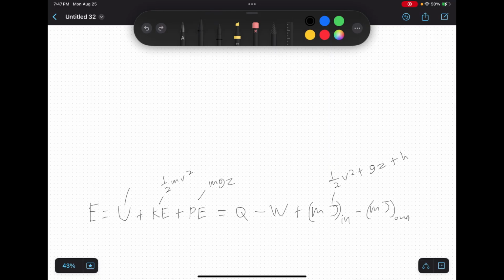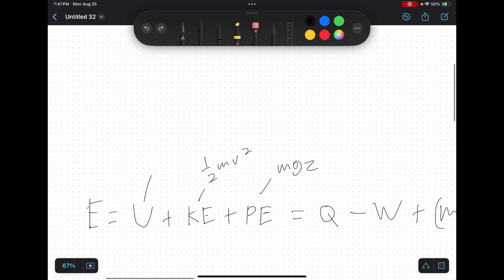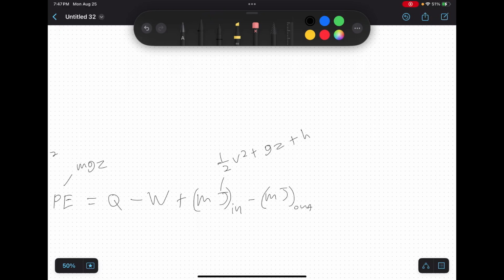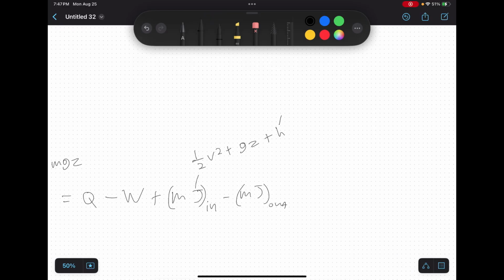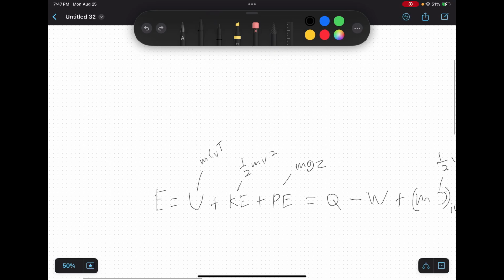Okay, so U over here equals, because it's a capital U, you multiply in the mass. So it would be mCv times temperature. And the h on the right here, since it's a lowercase, since the mass is outside of the J, it would just be Cp times temperature. So Cp versus Cv.